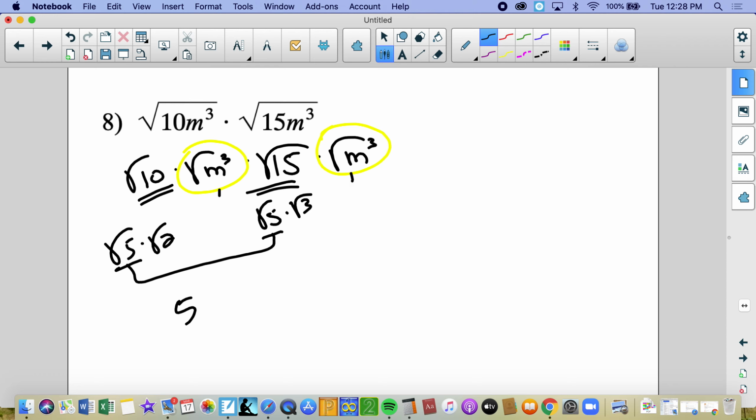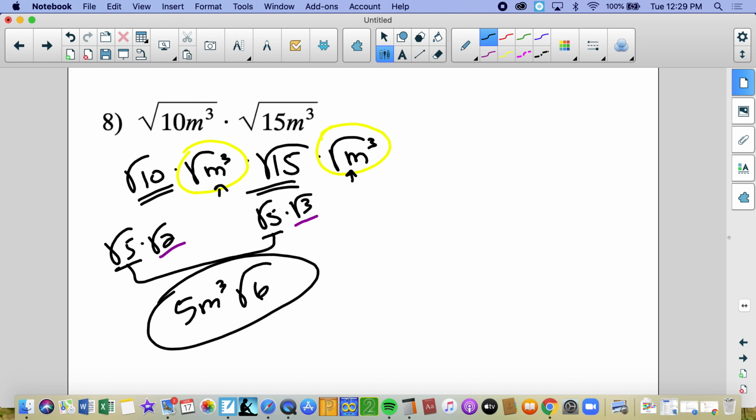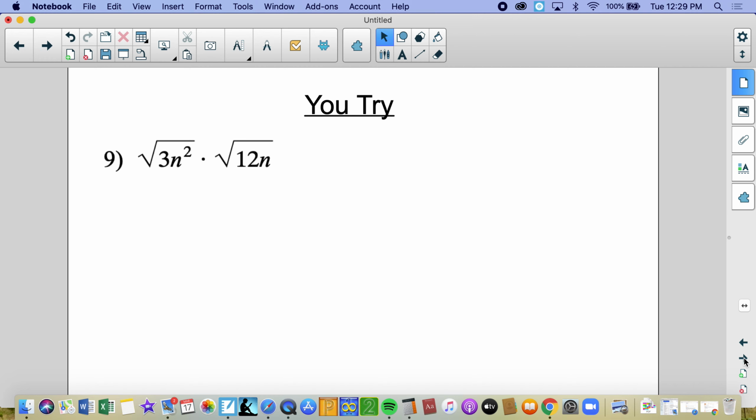The m cubed are identical. So the m cubed comes out. And then I have leftovers of rad 2 and rad 3, which produce rad 6. Let's look at the last one. We have rad 3n squared times rad 12n. Pause the video, work on that one, and then when you're ready to check the answer, unpause it.